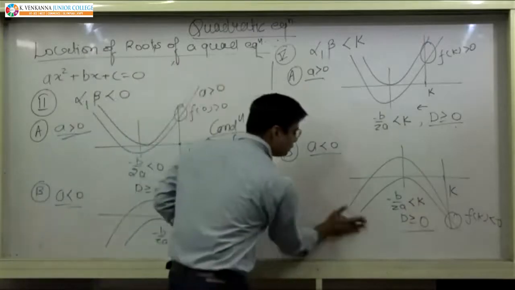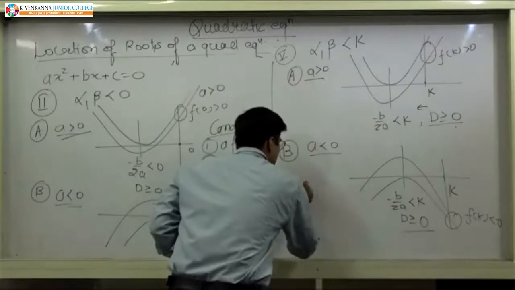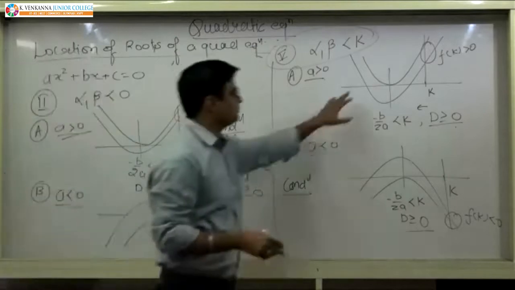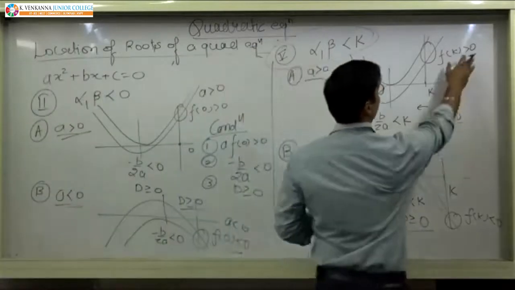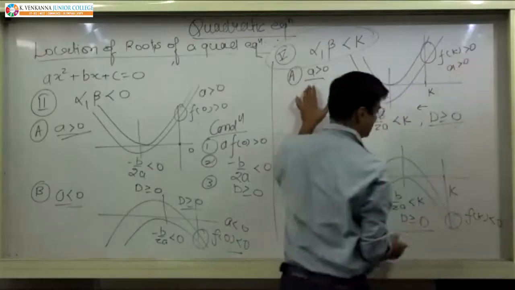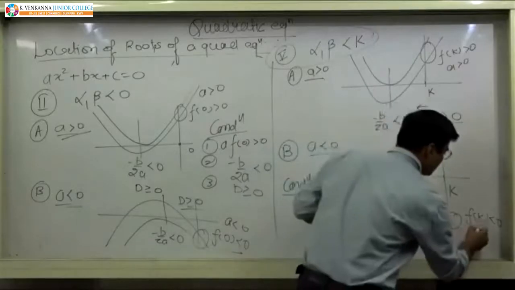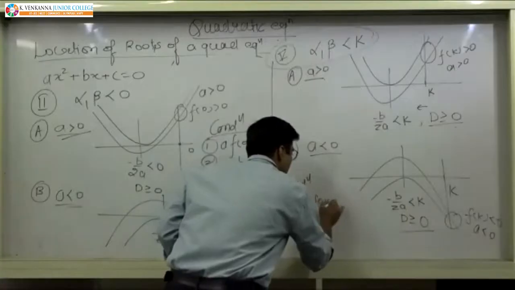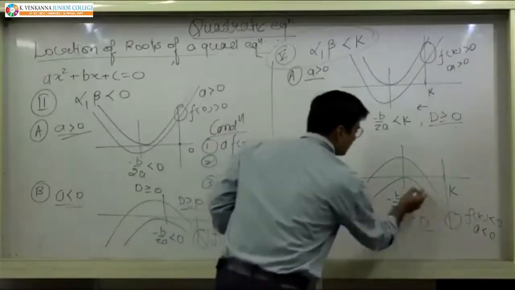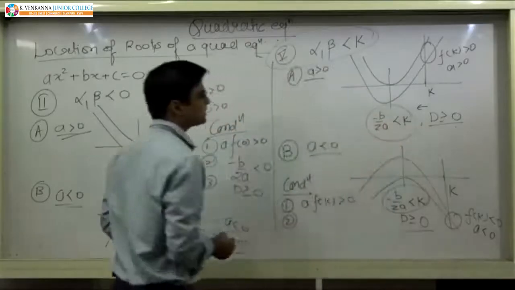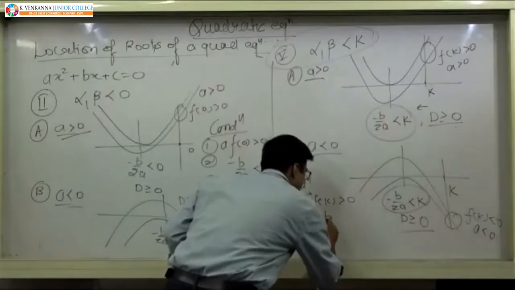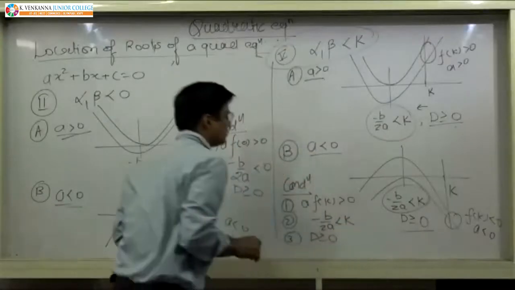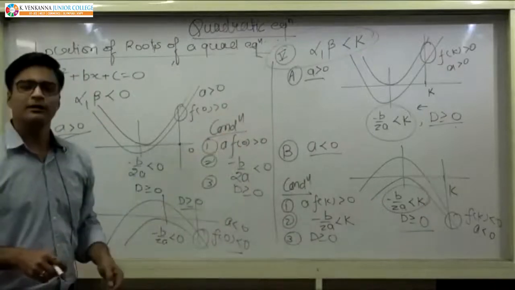Right? So if I want to find the condition for both the roots to be lesser than k, then I must combine these two. That means f of k is positive when a is positive, f of k is negative when a is negative. That means a and f of k are of the same sign. That means a times f of k is greater than 0. Second, minus b by 2a is lesser than k. It is same for both. And third, discriminant greater than or equal to 0 for both.